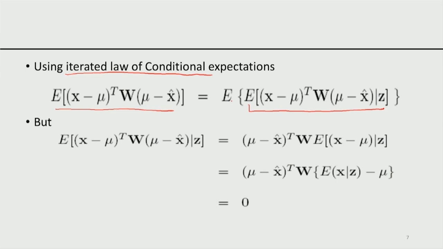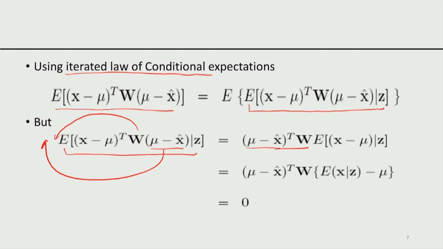Now let us look at the conditional expectation, the inside factor. If Z is given, since x hat is a function of Z, mu minus x hat is a known quantity given Z. So again, the basic properties of conditional expectation reveal that I should be able to take this out of the expectation operator. So it came here. W is also a non-random quantity that can be moved here as well. Therefore, by pulling these two quantities out, I can express this quantity as equal to this quantity.